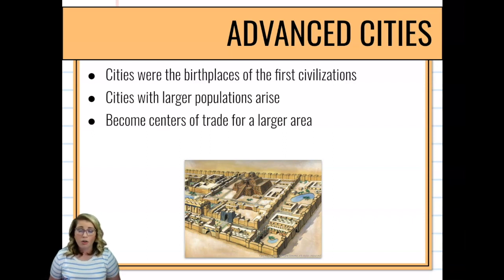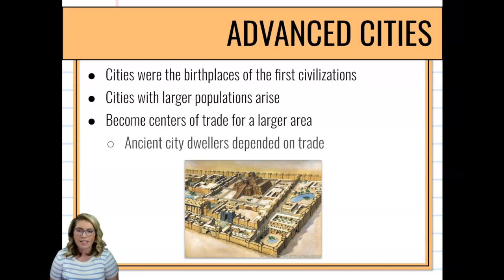If you think about it in current times, our big cities, it's kind of the same idea. On the outskirts of the cities or the suburbs, you go into the big city for a night out or to go to the market or to get the train, the bus. It's kind of the same idea. So ancient city dwellers are depending on trade as a way of life as they move forward into life.